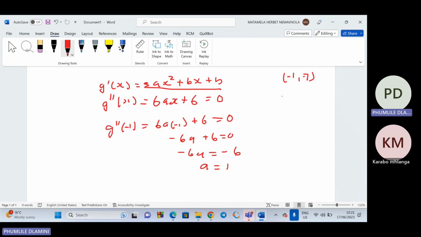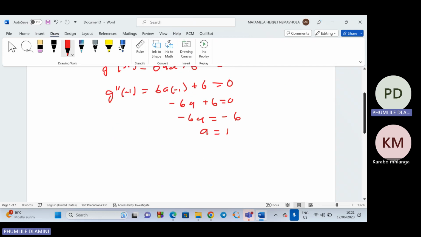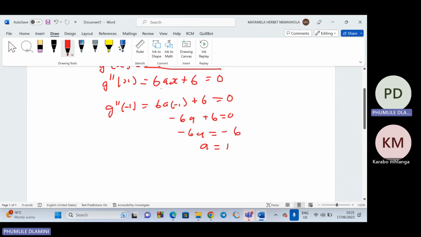So here we don't substitute this 7. I substituted the 7, and that's why the value of a was wrong. Now that we have the value of a, we can substitute it back into this equation.